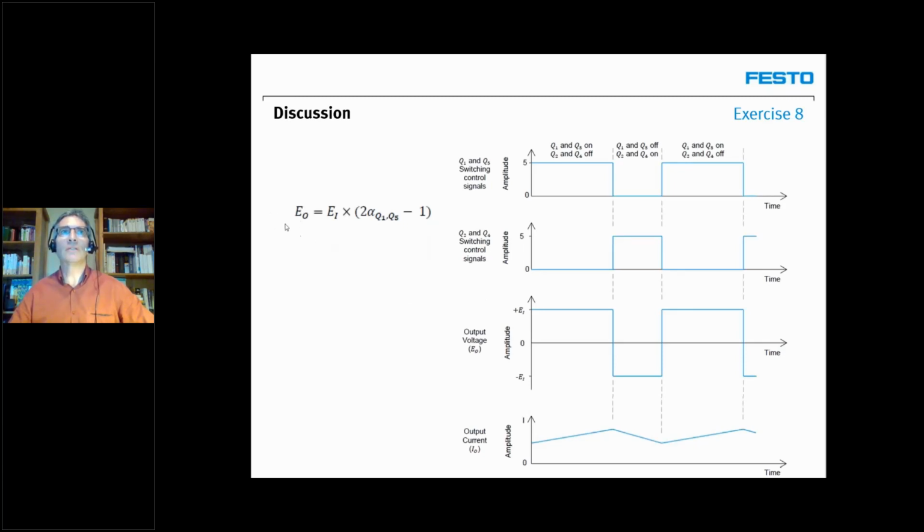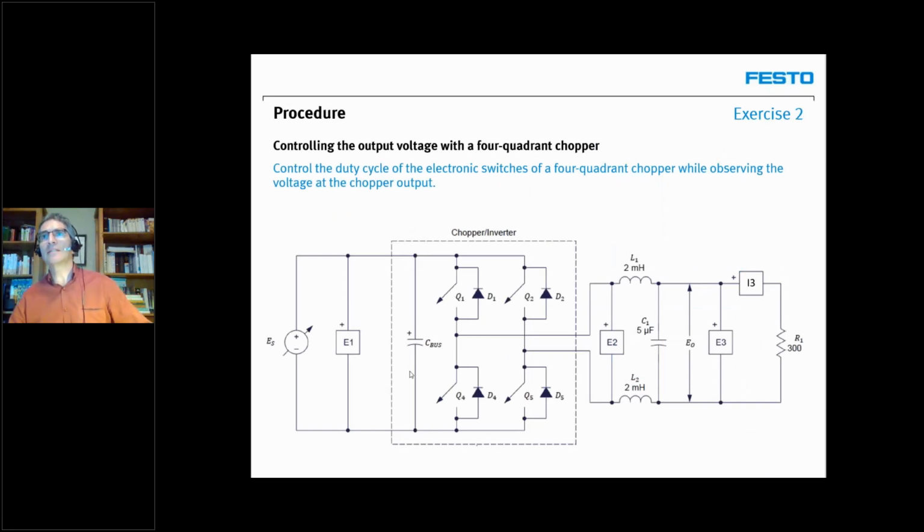This is the equation to calculate the output voltage based on the duty cycle of transistors Q1 and Q5. We don't have to dive too much into this equation, so let's get into the hands-on part of the exercise with this circuit. This is exactly the same circuit I've just shown you, except for a few things. We have added 3 voltmeters to measure the voltage at 3 different places. We still have our ammeter to measure the current in the load, and we have added some inductors and capacitors here to act as a filter at the output of our H bridge.